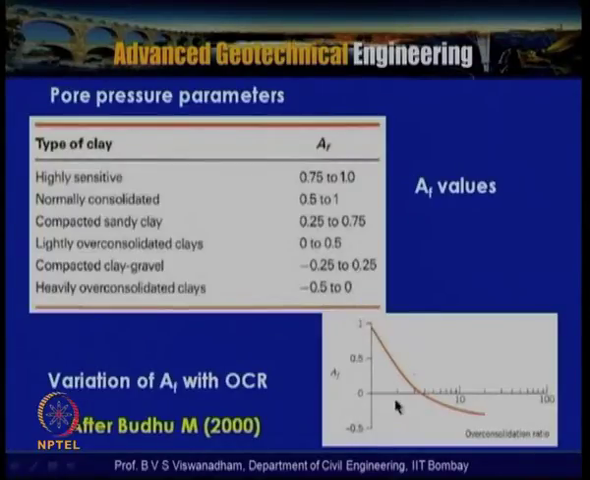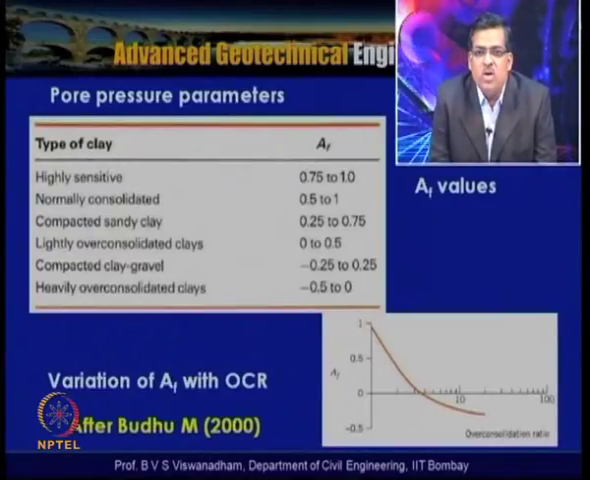If you look at this plot, which gives the variation of Af with OCR, with increase in OCR you can see here 1, 2 and 3. So an OCR of more than 3, that is, OCR greater than 2, is said to be lightly, or more than lightly, over consolidated clays.